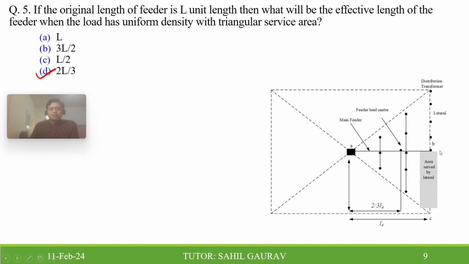And from this figure you can see that whatever the loads are uniformly distributed having triangular service area, for the effective length while computing the voltage drop, we are assuming that all the load is concentrated at the 2/3 of the length of the feeder. So it is being represented by this 2/3 of L.